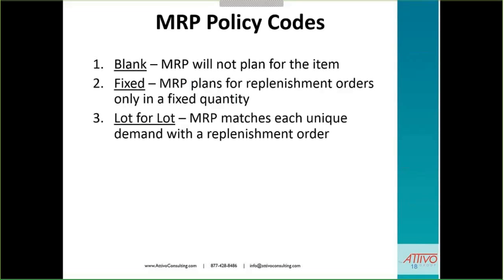Lot for lot is used especially where a shop is make to order, because if you're not making to stock, there's typically not a fixed order quantity. You're essentially only making something if there is a customer demand. Now, the problem is that MRP matches each unique demand with a replenishment order. So if I happen to have demand for 28 of something in the next 30 days, and it's flagged as lot for lot, MRP is going to give me 28 computer planned orders, a unique order for each replenishment requirement.